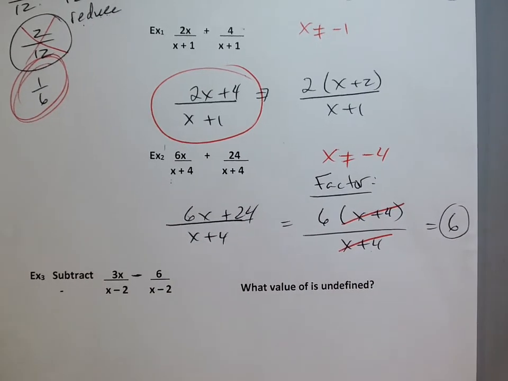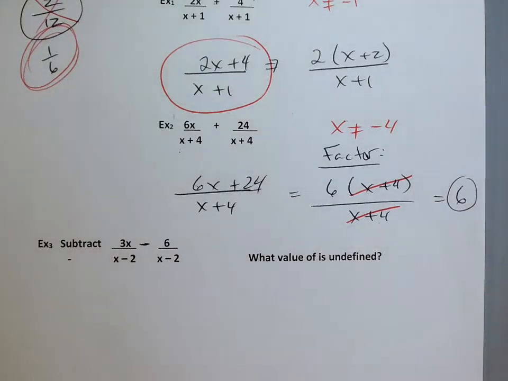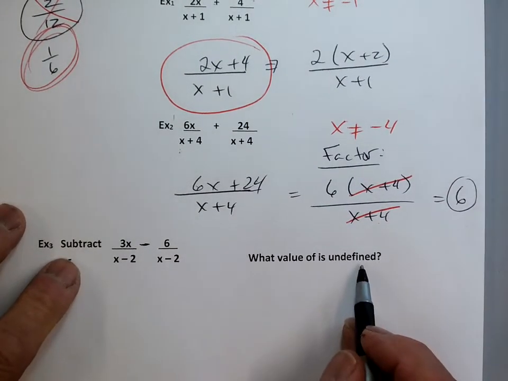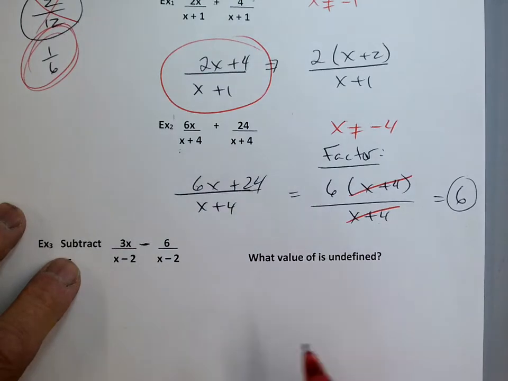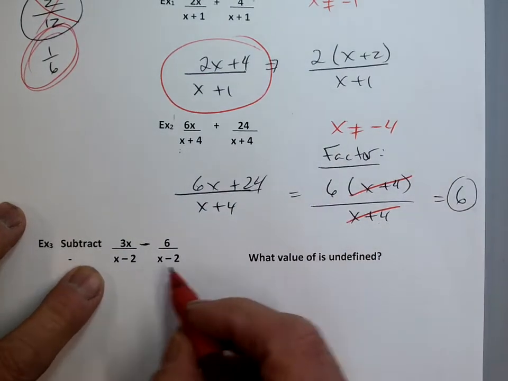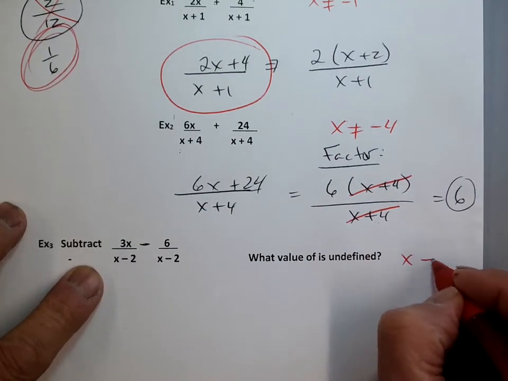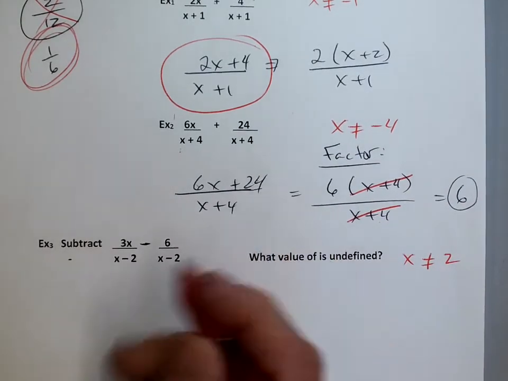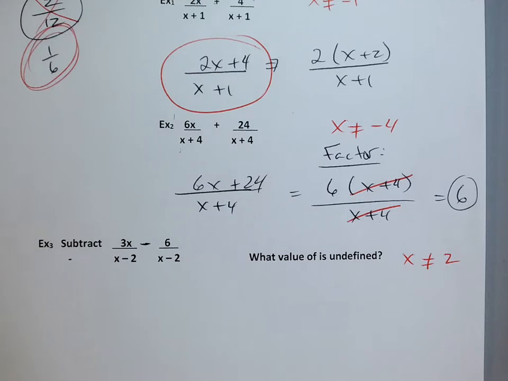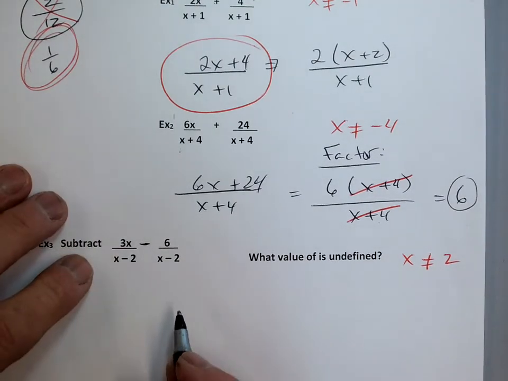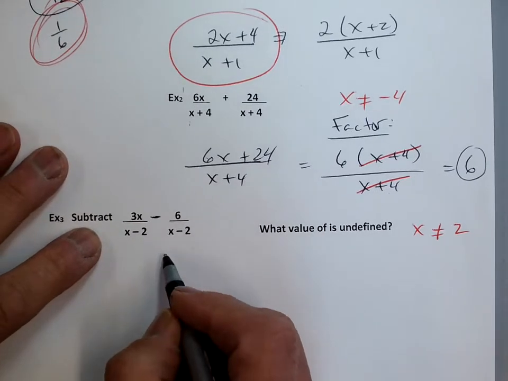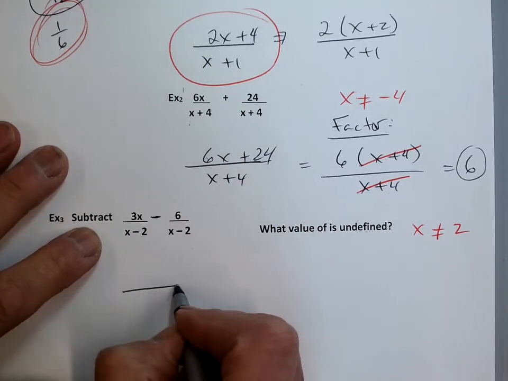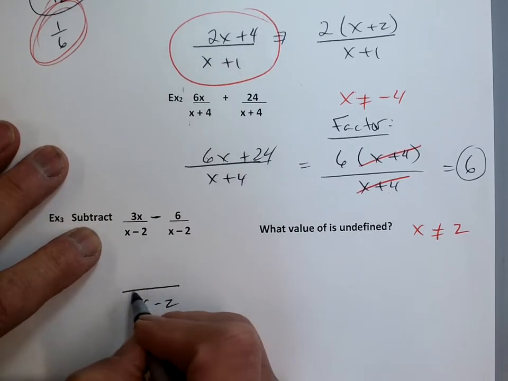Okay, example 3. Number 1 says, for what values of x is it undefined? Well, we know right off the bat x cannot equal 2, because 2 minus 2 is 0, you can't have that. But what you want to do is subtract it. So we have a common denominator, and the common denominator is x minus 2.